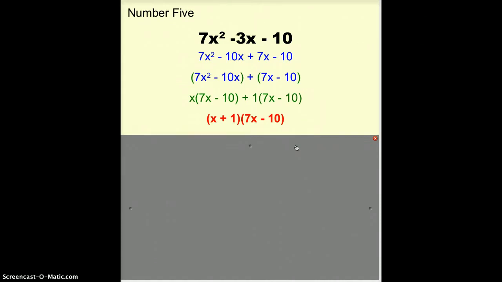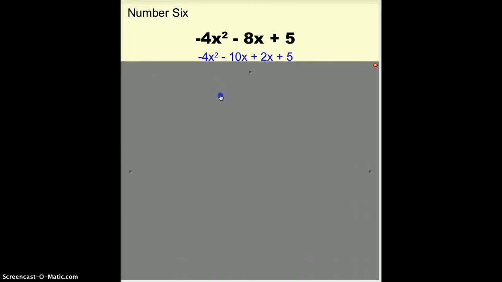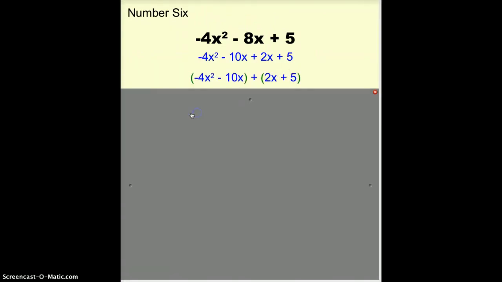And finally, number 6. Pause the video here. What numbers multiply to negative 20 but add to make negative 8? Here I see, following that same pattern, negative 10 and positive 2. I can use my grouping symbols.